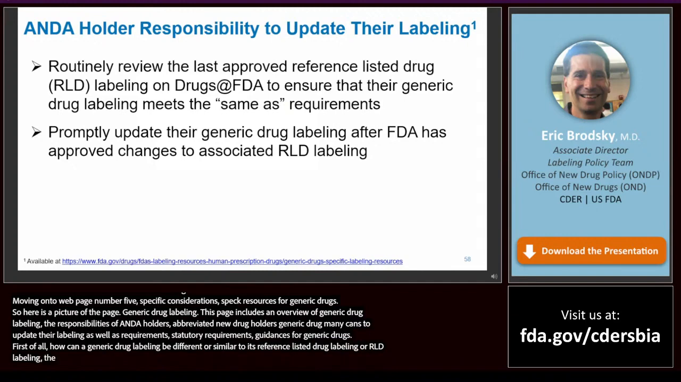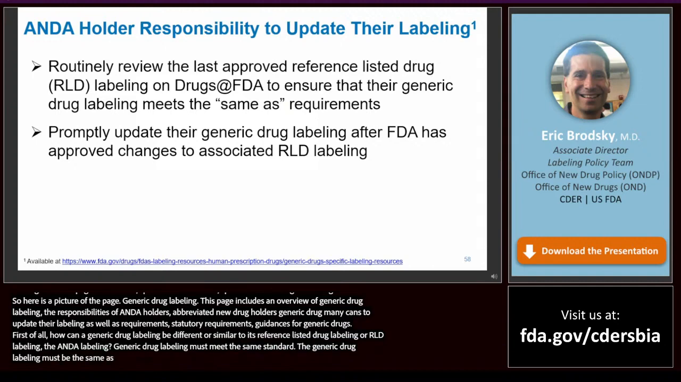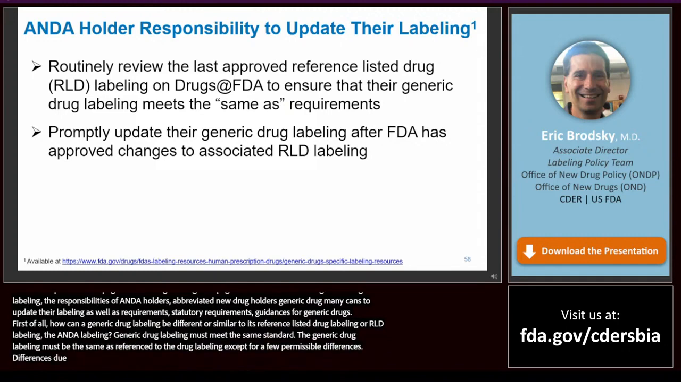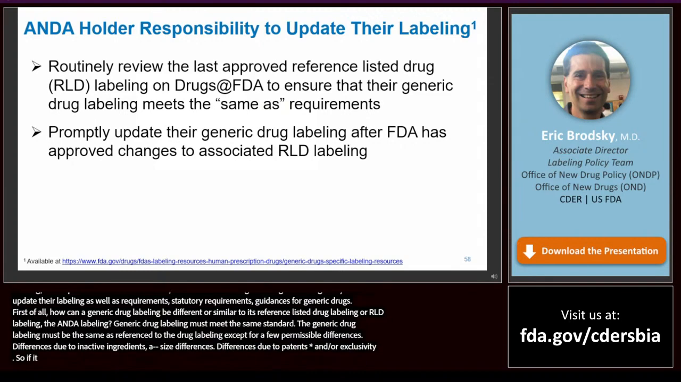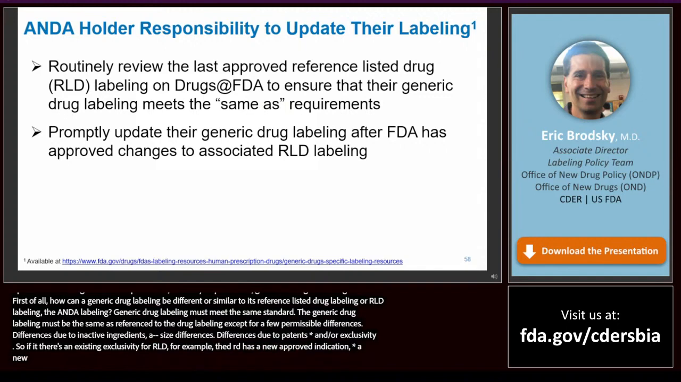So generic drug labeling must meet the same as standard. So the generic drug labeling must be the same as the reference listed drug labeling, except for a few permissible differences. Differences due to inactive ingredients, package size differences, differences due to patents and or exclusivity. So if there's existing exclusivity for the RLD, for example, the RLD has a new approved indication, a new approved dosing regimen, that may be protected by patents and exclusivity, and the generic drug labeling will not have that information.